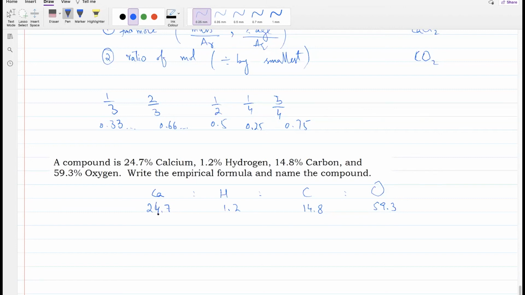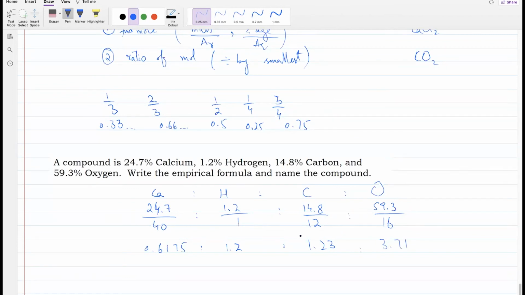So I'll continue this. So 24.7 divided by 40 because that is its AR. 1.2 divided by 1, 14.8 divided by 12, and this divided by 16. Basically, I'm trying to figure out moles. I have mass, I'm dividing it to find moles. So for the first one, I'll get 0.6175. You can write it as the whole thing or you can just leave it like that. This will be 1.2. This will be 1.23. This one is 3.7.